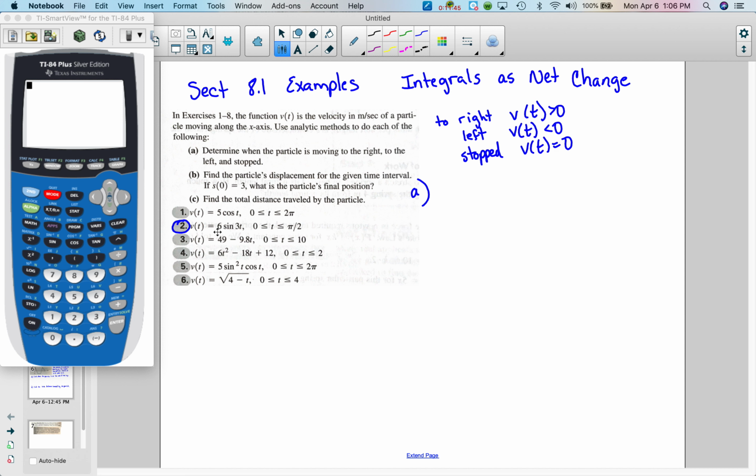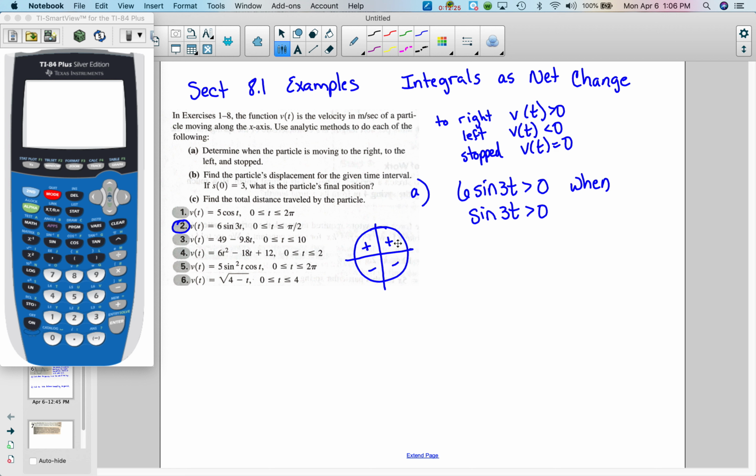And our function is 6 sine 3t, and we're given this for our domain. So we need to know, when is this positive, when is this negative? Well, 6 sine 3t is positive when sine 3t is positive. Okay, well that should make sense. Think about the unit circle and when sine is positive. Sine is positive in quadrant 1. All students take calculus. So sine is positive in quadrants 1 and 2 and negative in quadrants 3 and 4.